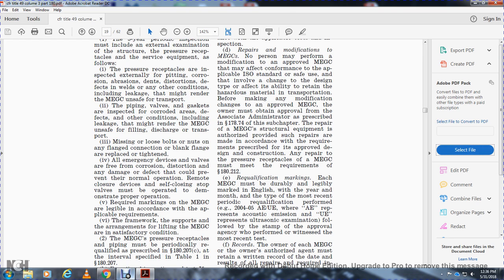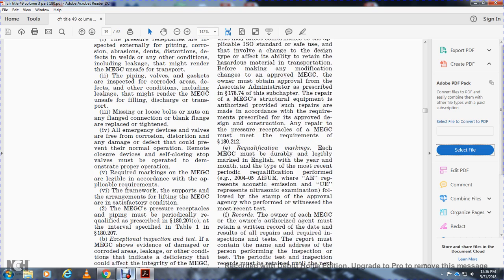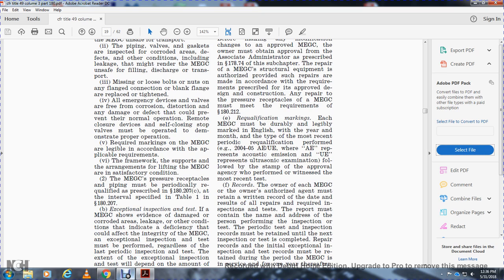The MEGC pressure receptacles and piping must be periodically requalified in accordance with the requirements described in 180.207 at the interval specified in Table 1 of 180.207.